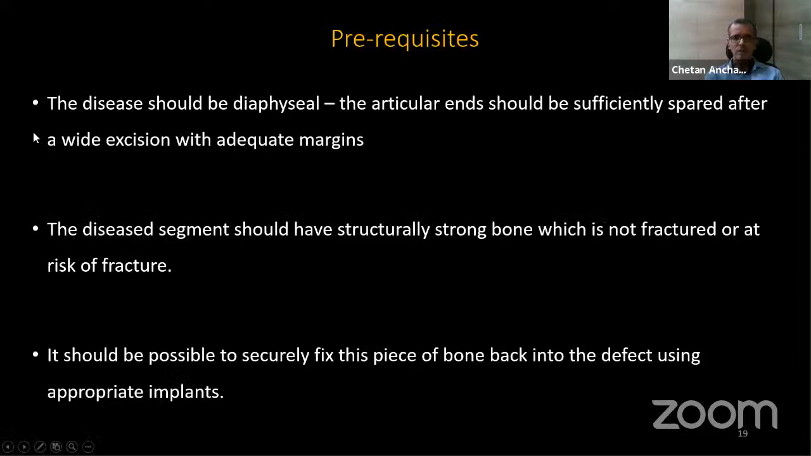So the prerequisites for a successful reconstruction of this nature are that the disease should be diaphyseal, and the articular end should be sufficiently spared after a wide excision with adequate margins. The diseased segment should have structurally strong bone, which is not fractured or at any risk of fracture. And we should also be able to securely fix this piece of bone back into the defect using appropriate implants.